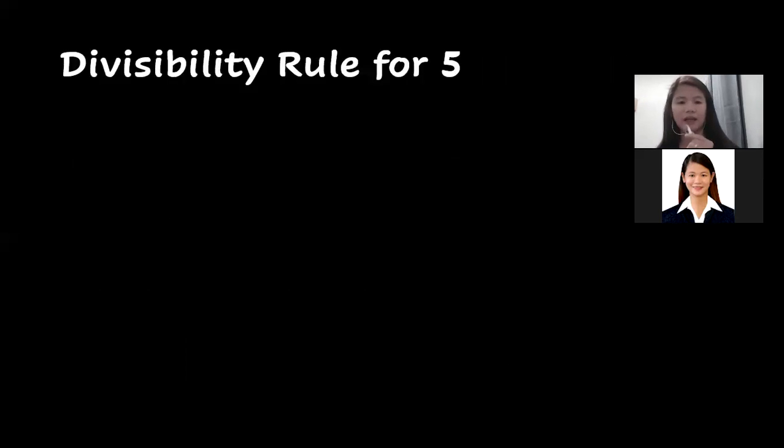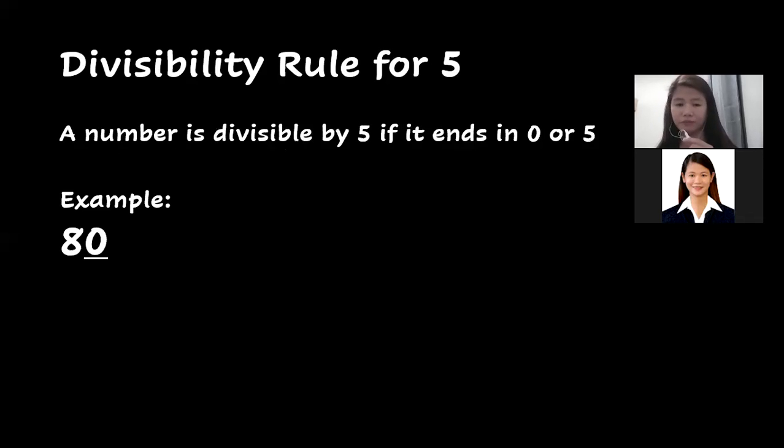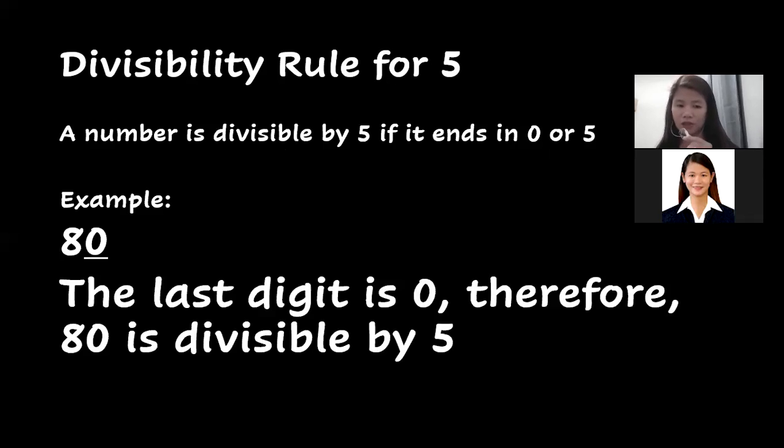Next one, divisibility rule for 5. A number is divisible by 5 if it ends in 0 or 5. Titingnan lamang po ulit ang dulo. Kapag ang dulo ay nagtatapos sa 0 at sa 5, ito po ay divisible by 5. So, example, 80. Look at the last digit. The last digit is 0. Therefore, 80 is divisible by 5.